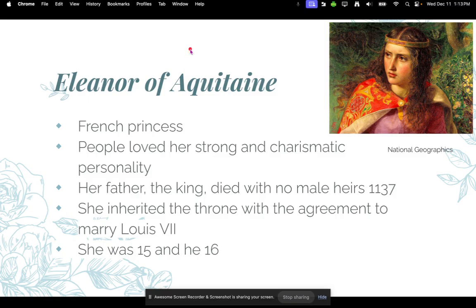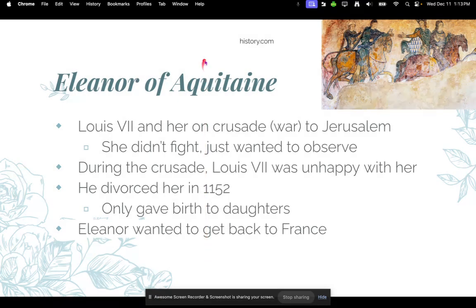Eleanor of Aquitaine was a French princess, and she was very well respected because she had a very strong and charismatic personality. Her father, the king, died, and he did not have any male heirs. And this was in 1137. So she inherited the throne with the arrangement to marry Louis VII. She was 15 and he was 16.